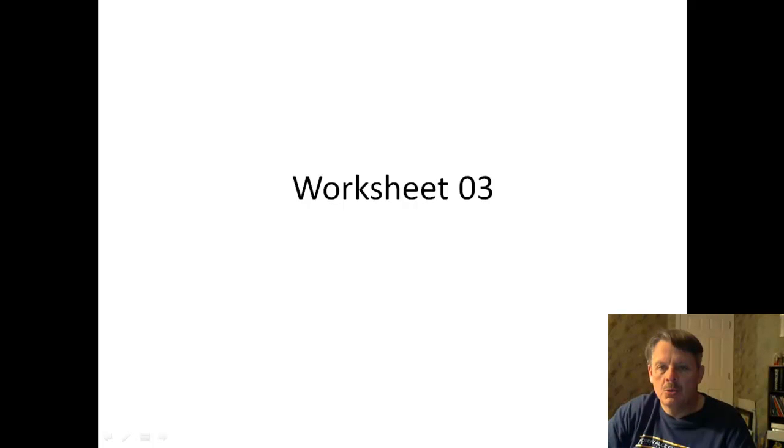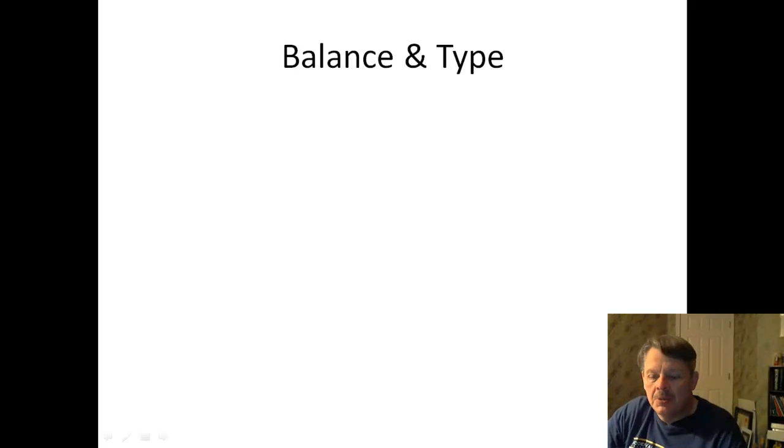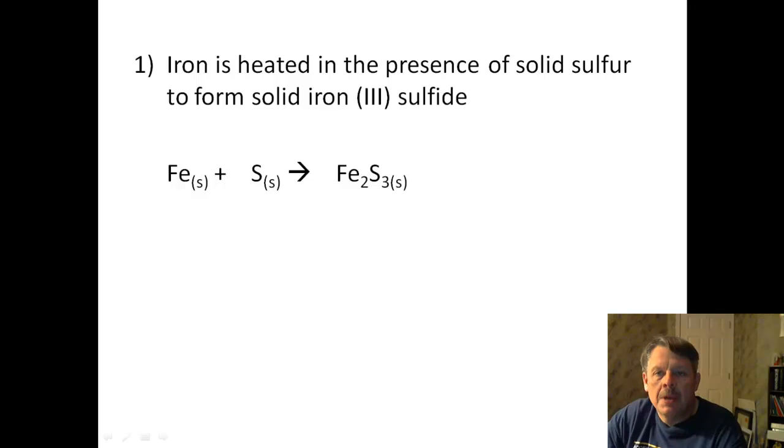All right, today we're going to do worksheet 3. Specifically, we're looking at the first one, which we have to go back to one of our earlier worksheets and do balancing and do what type of reaction is it. So let's balance these. I see that I have 1 iron on the left, I've got 2 on the right, so I have to put a coefficient of 2 in front of the iron. And I've got 3 sulfurs on the right, so I have to put 3 on the left. So I am now balanced.